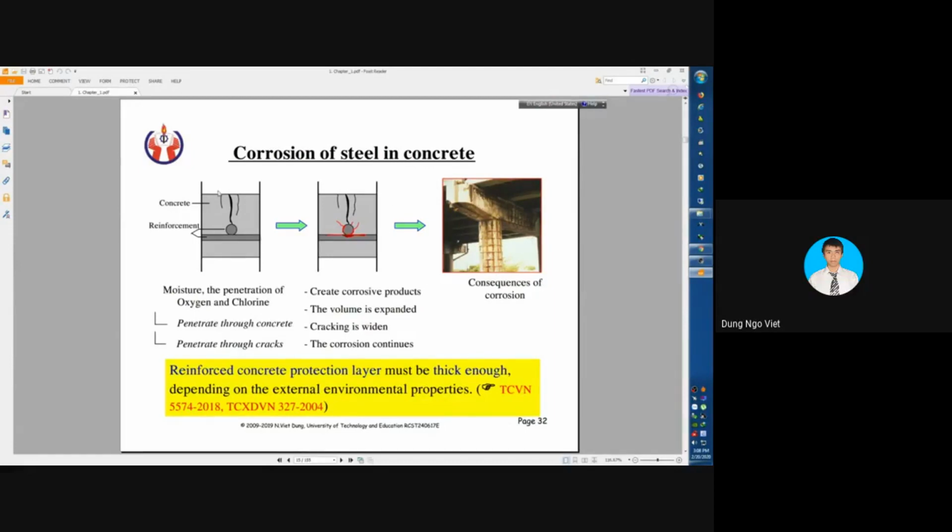So in design, we have to calculate to ensure the thickness of the concrete protection layer of the reinforced concrete is thick enough, depending on the external environmental properties, and we must ensure and calculate the thickness of the concrete.